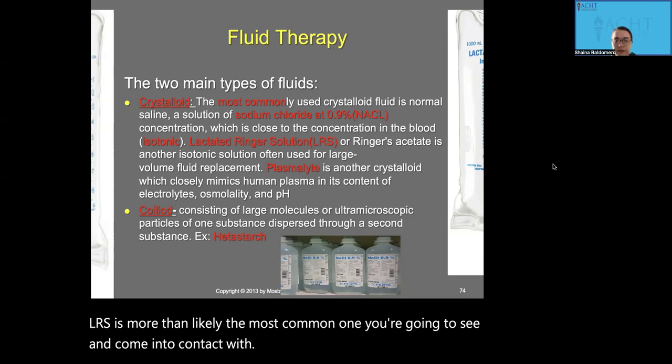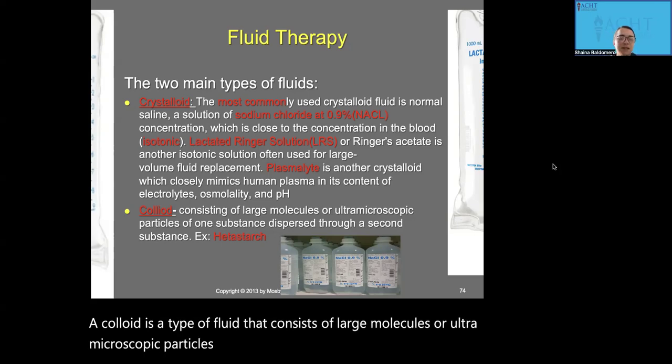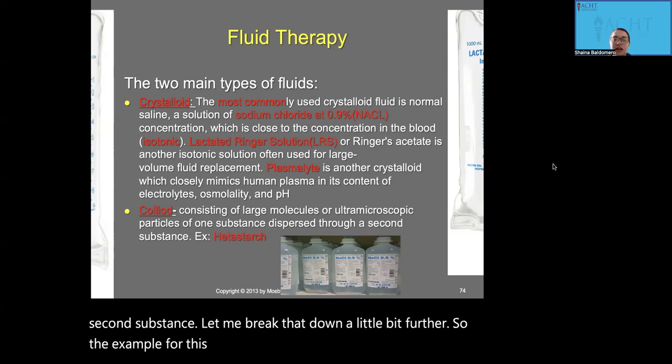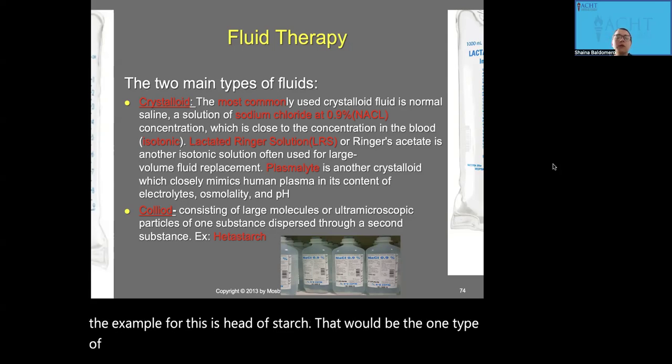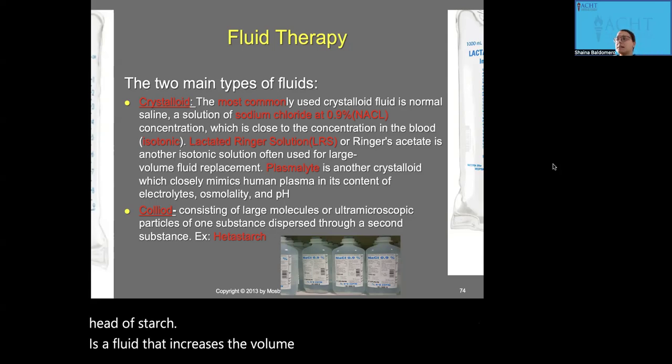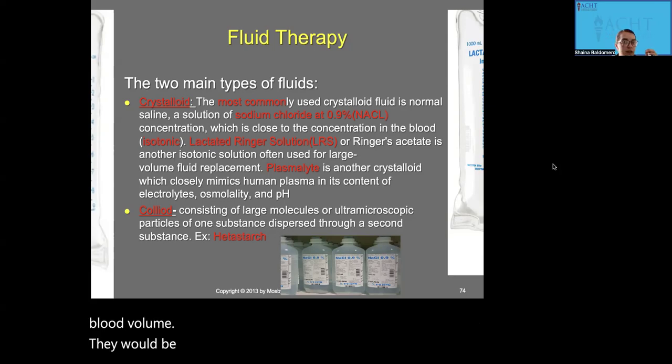A colloid is a type of fluid that consists of large molecules or ultramicroscopic particles of one substance that's dispersed through a second substance. Let me break that down a little bit further. The example for this is hetastarch. That would be the one type of colloid fluid therapy that you would give small animals. Hetastarch is a fluid that increases the volume of blood plasma. So if we have a pet that has had a severe injury and lost a lot of blood volume, they would be receiving hetastarch immediately.